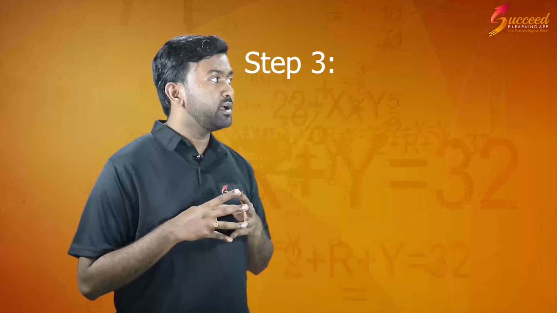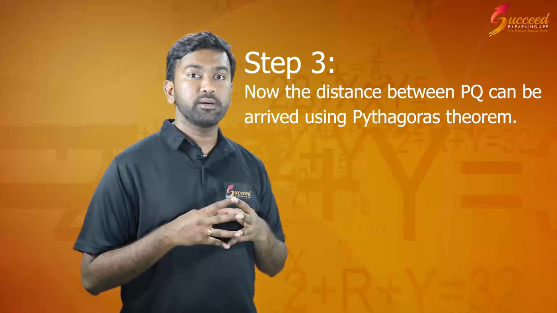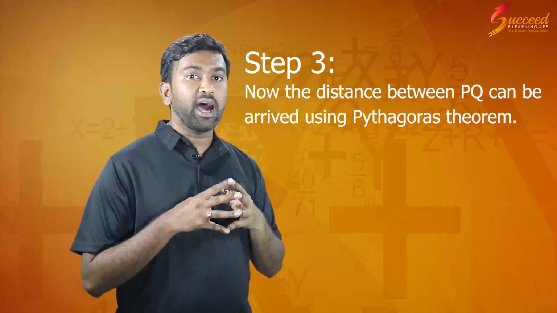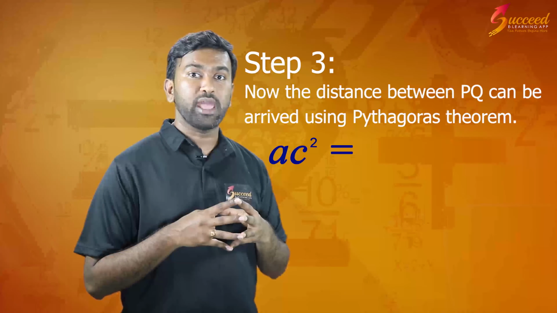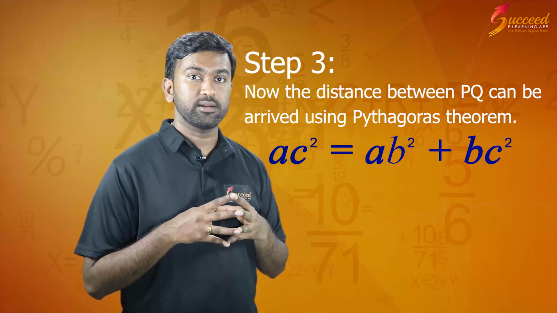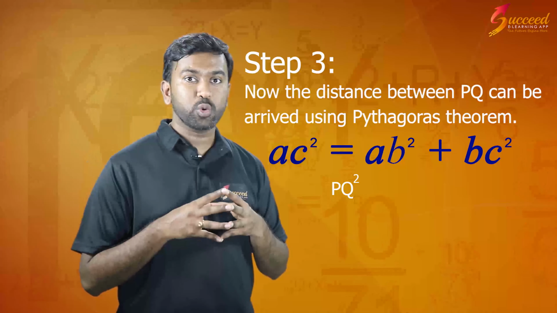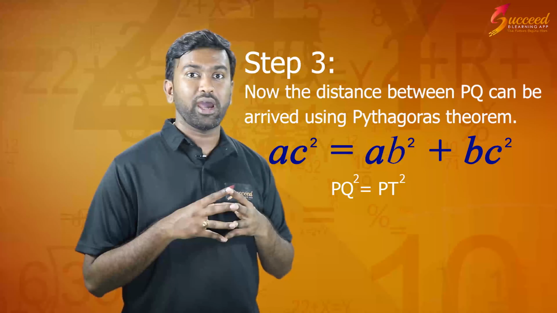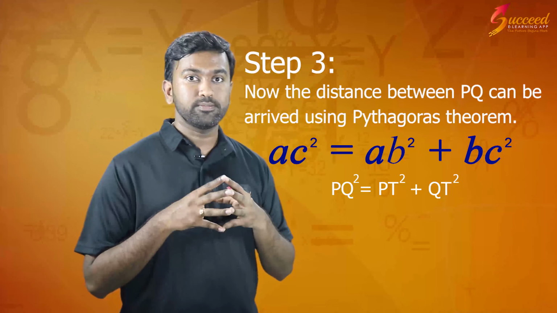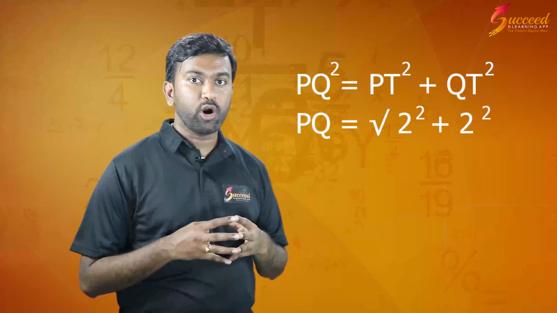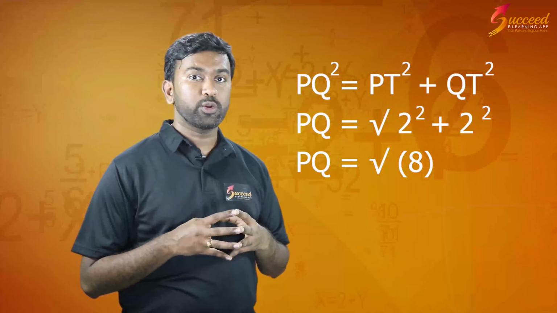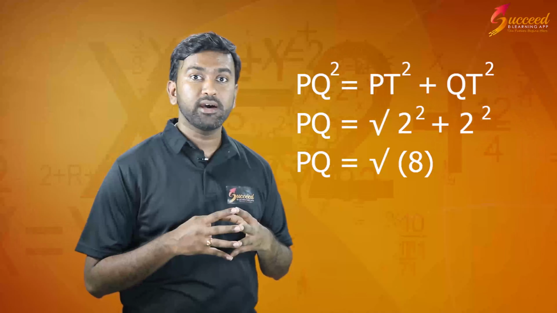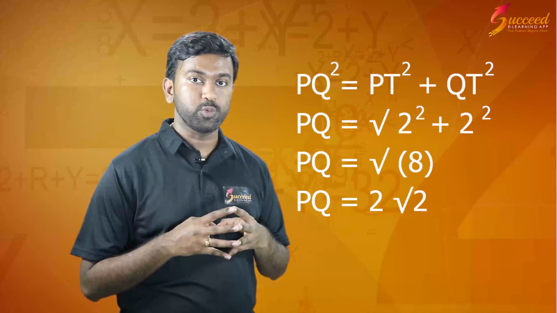Step 3. Now, the distance PQ can be arrived at using Pythagoras theorem. AC square is equal to AB square plus BC square. Here, PQ square is equal to PT square plus QT square. So, PQ will be the square root of 2 square plus 2 square, which is square root of 8, nothing but 2 square root of 2.